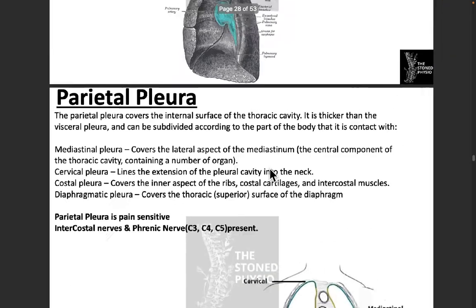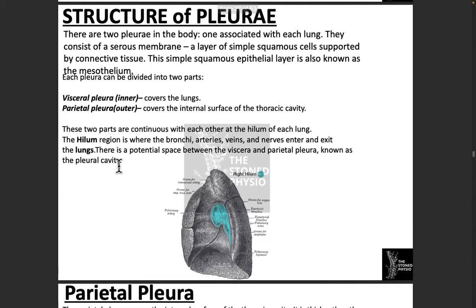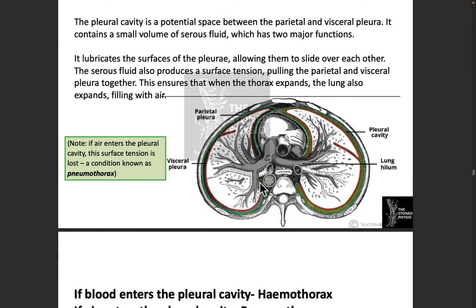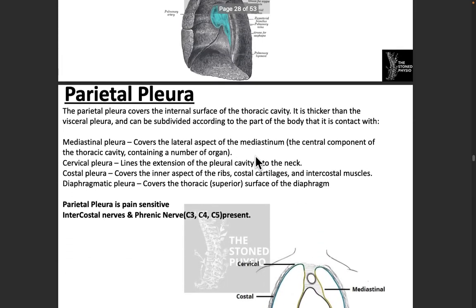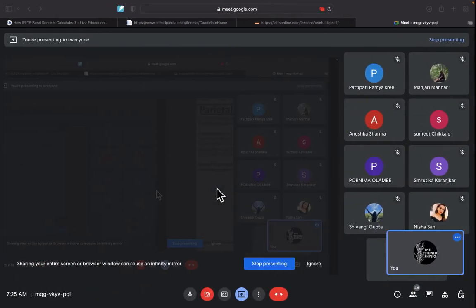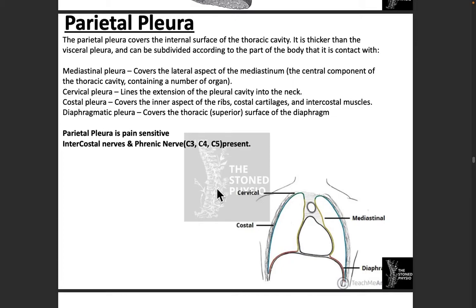So hilum simply means this particular region. Here we can see these two parts are continuous with each other at the hilum. These two layers, the outer layer and the inner layer, connect to each other at a particular region, and that region is called the hilum. The hilum region is where the bronchi, arteries, veins, and nerves enter and exit the lungs. I hope everyone is clear with these terms, the hilum and these two layers, the outer layer and the inner layer. Okay. Yes, sir.